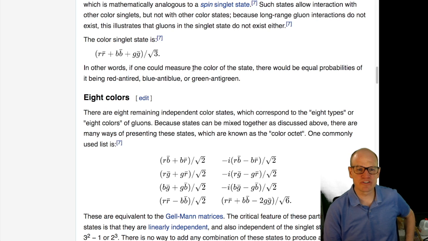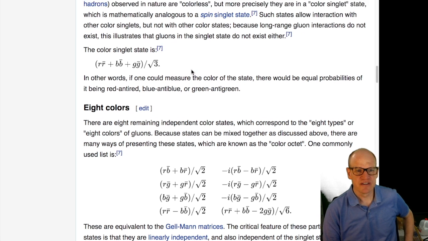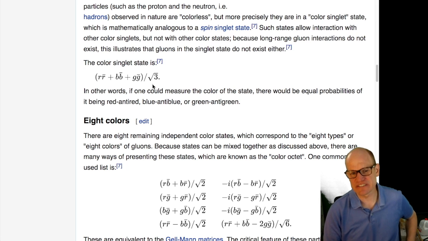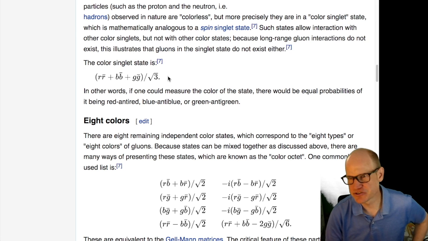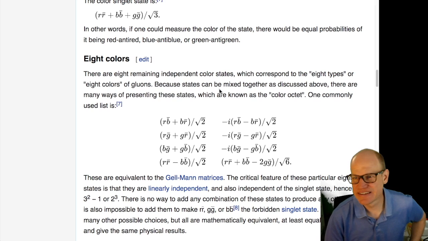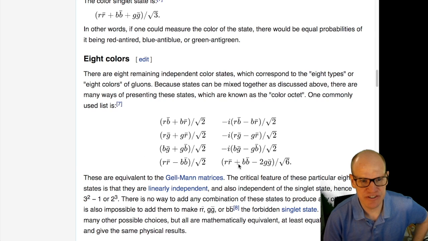In other words, if one could measure the color of the state, there would be equal probabilities of all of these things. So this is a color singlet state, and that one doesn't count. It doesn't actually contribute to the gluons. The remaining 8 is this combination here.